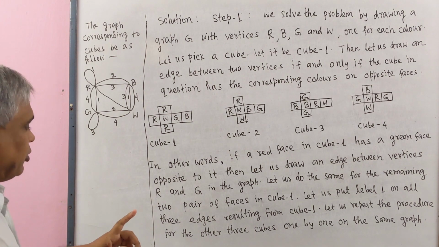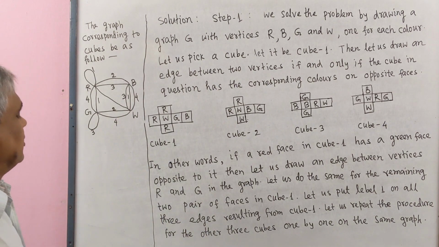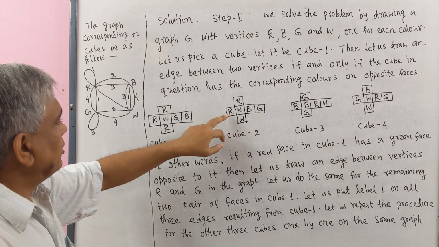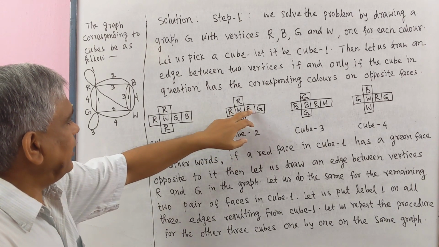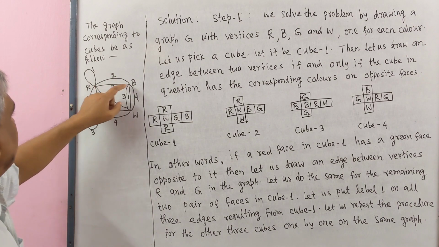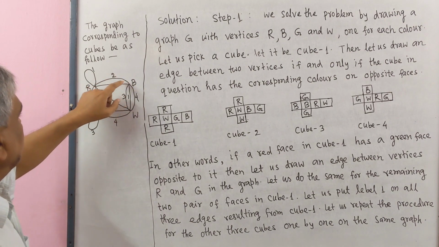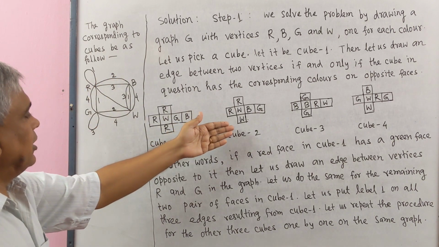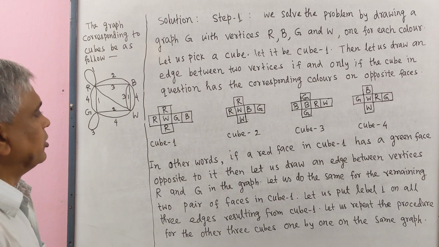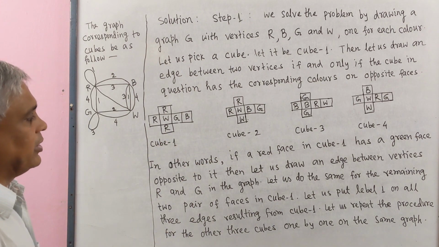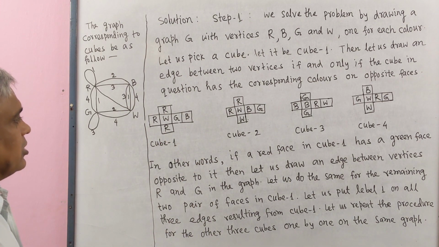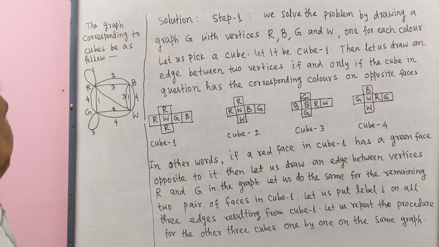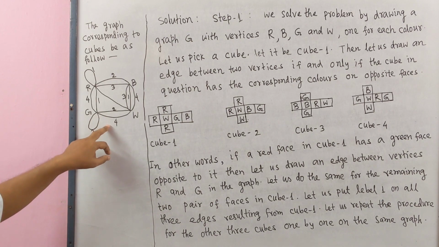Let us repeat the procedure for the other three cubes. For the other cubes, here we draw an edge between R and B, so we give it label 2. Similarly for the other three edges of cube 2, and also for cube 3 and cube 4, we draw the edges by following the same procedure. And ultimately we get this graph.